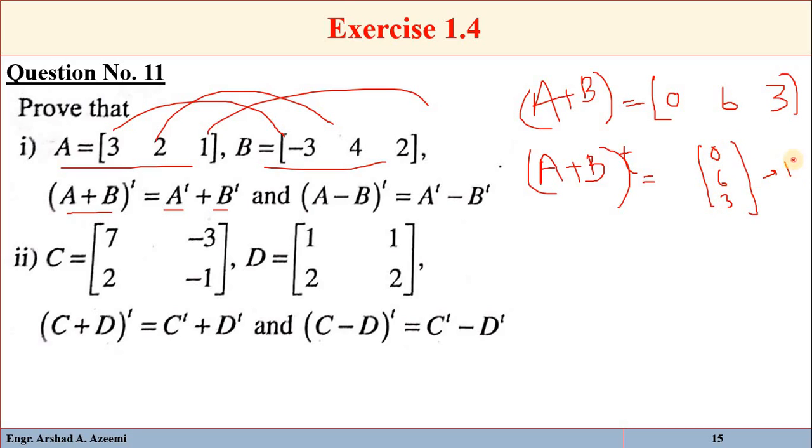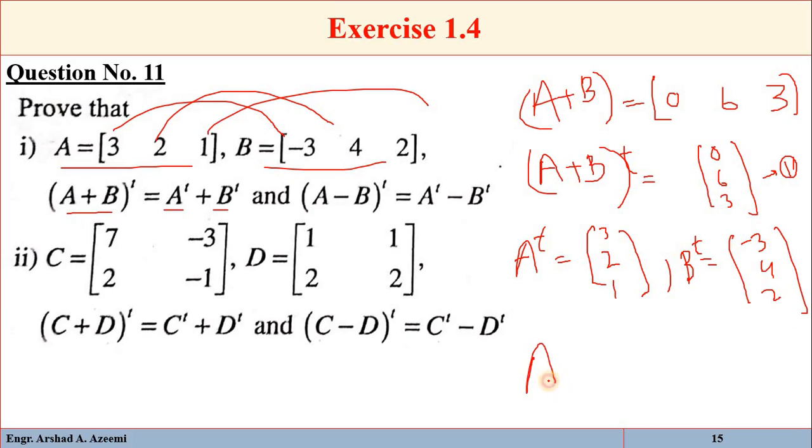For example, this is matrix 1. Now first take A transpose, so it will be equal to what? 3 2 and 1. Now take B transpose, it will be equal to minus 3 4 2.